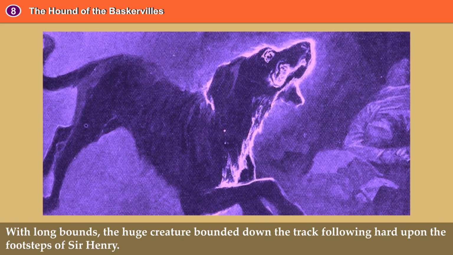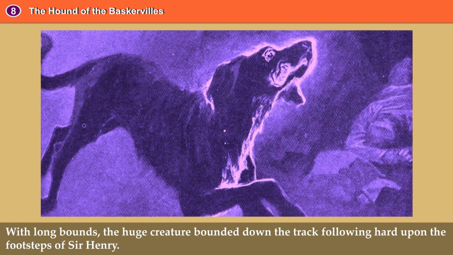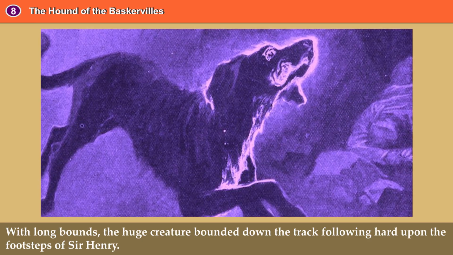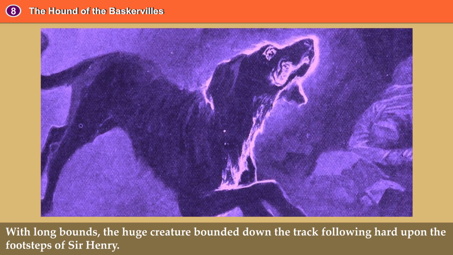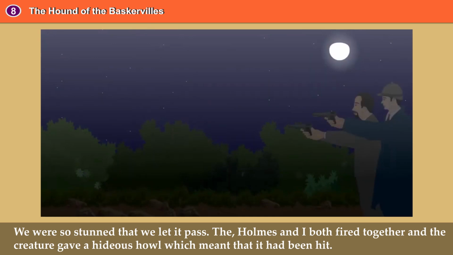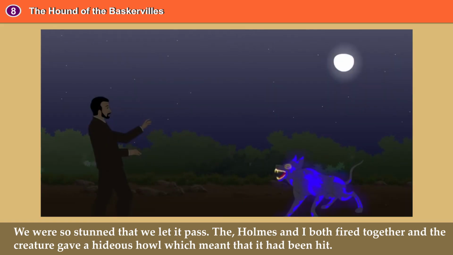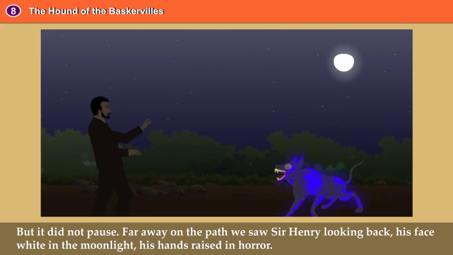With long bounds, the huge creature bounded down the track, following hard upon the footsteps of Sir Henry. We were so stunned that we let it pass. Then Holmes and I both fired together, and the creature gave a hideous howl, which meant that it had been hit. But it did not pause. Far away on the path, we saw Sir Henry looking back, his face white in the moonlight, his hands raised in horror.